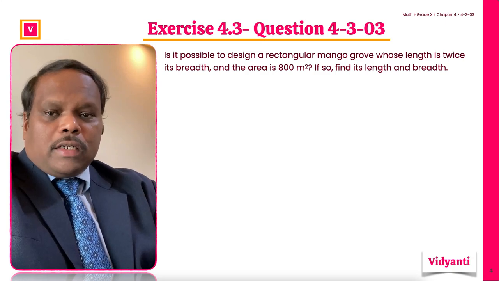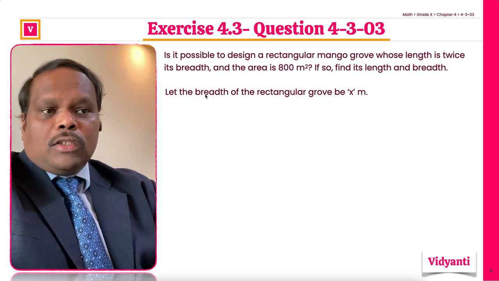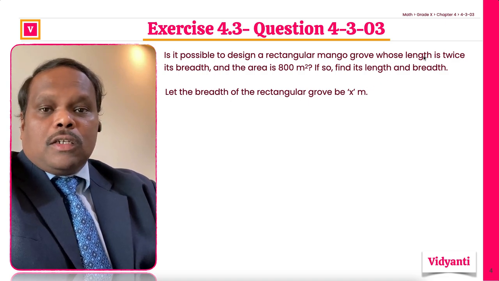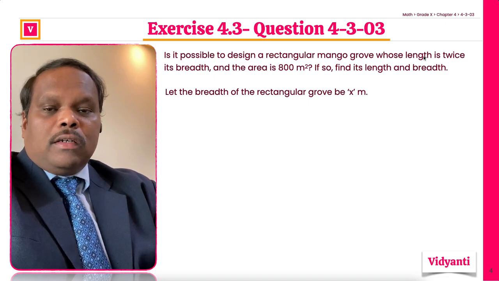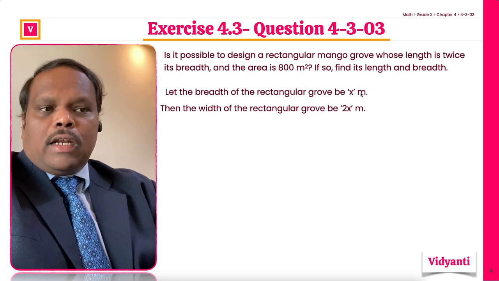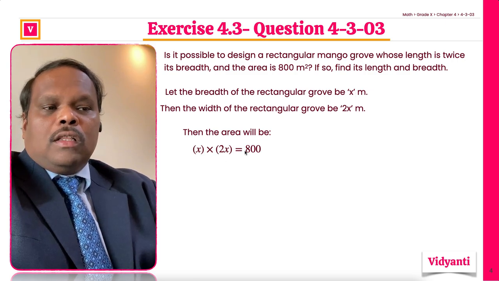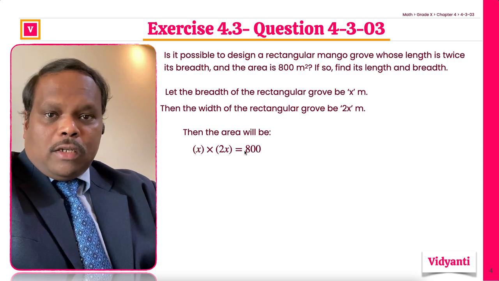So let's assume that it is possible for a while, and let's assume the breadth. Now, why are we assuming breadth? Because the length is twice, so length is dependent. So we'll put breadth equal to x, and that will make the length of that rectangular grove twice of x. Now, area of a rectangle is simply length into breadth. So the area will be x into twice of x. That is given as 800 meters square.